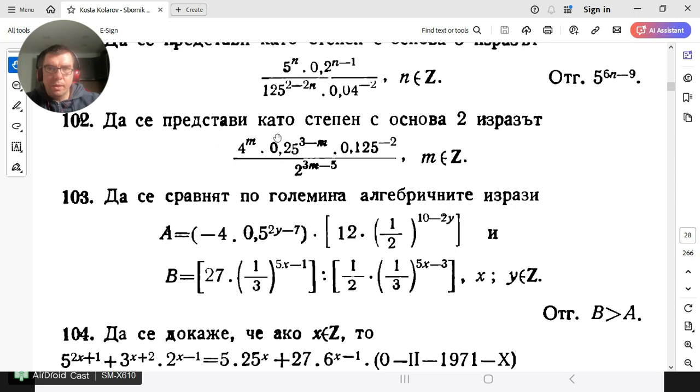102. Show this expression as 2 to some power. Actually, because we're not given an answer here, try to do it yourself. Try to present this as 2 to some power. Okay. If you need, pause the video here and try it.